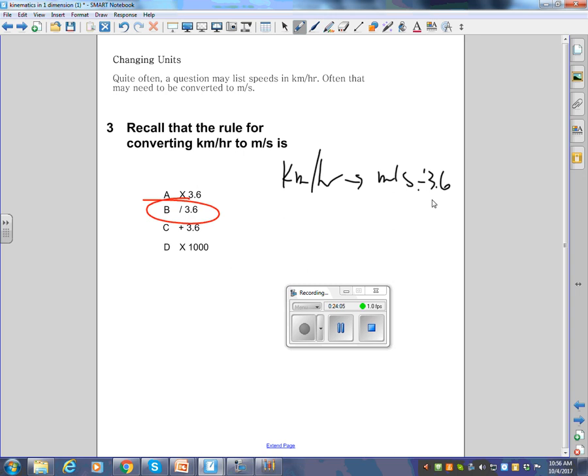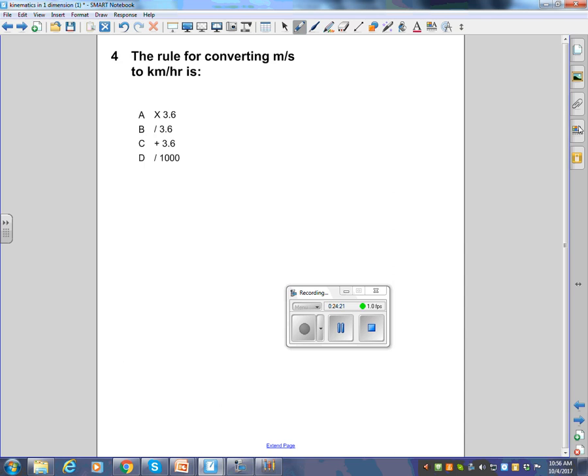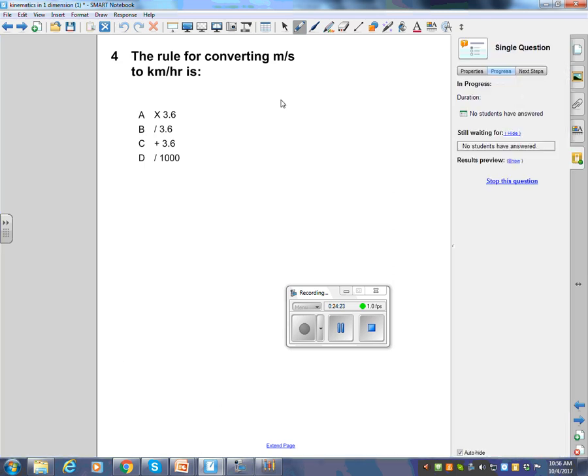Here's how I remember. You're going from big units, like kilometers and hours, to little teeny tiny units like meters per second, so you're going to make it smaller by dividing. Can you remember that? Okay. Can you get this one right? I sure hope so.